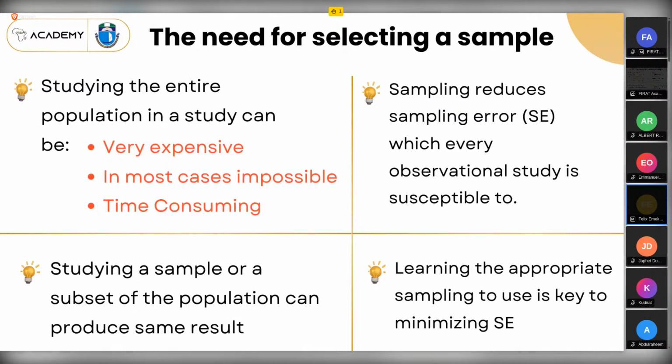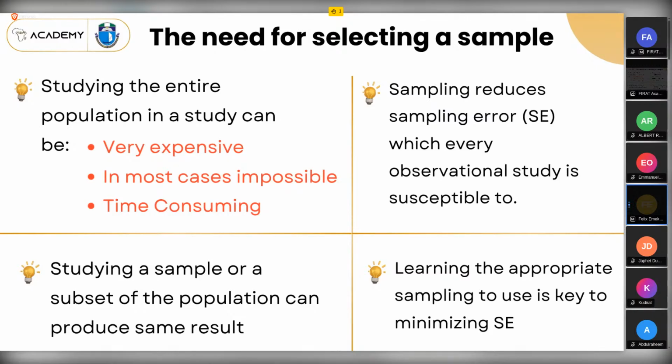it is impossible, because at the time you went there to collect the data, some of them may not be there, some of them would have gone to work, some of them would have traveled to another town or another county. And it can be time consuming. You can spend months collecting that data. So sometimes using the entire population is not feasible. That's why the research community came up with this easy way and said, if you can take a sample, you're good to go.